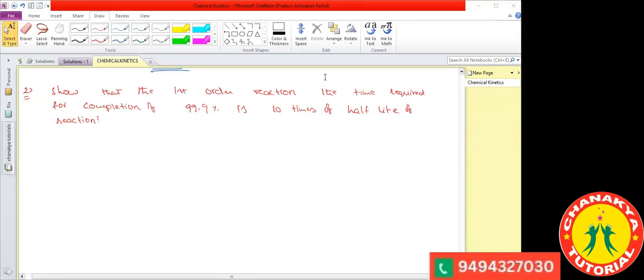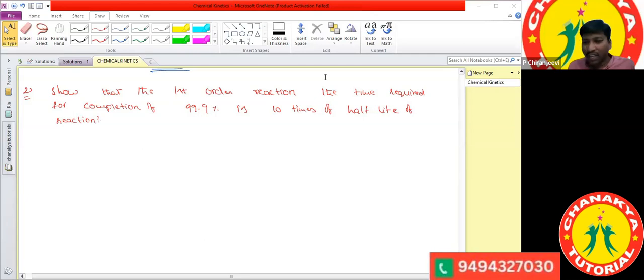So the rate constant formula: K is equal to 2.303 by T. Rate constant they didn't give, right, Ritu? How can we simplify this one? They didn't give the time to get the rate constant value.